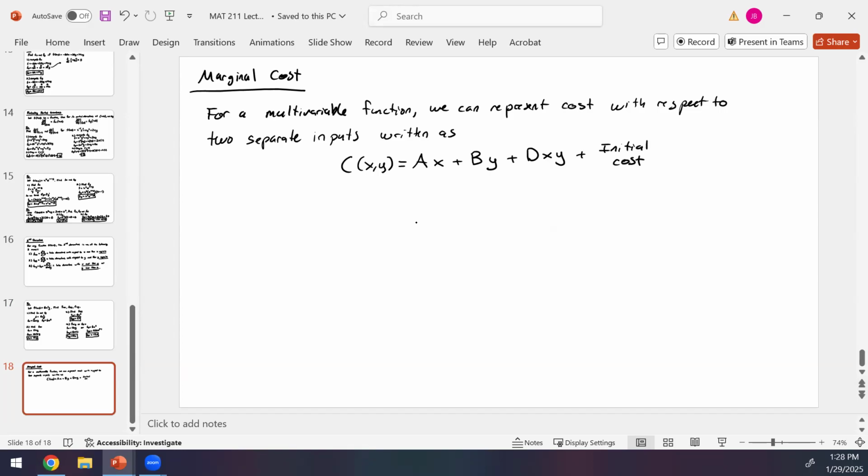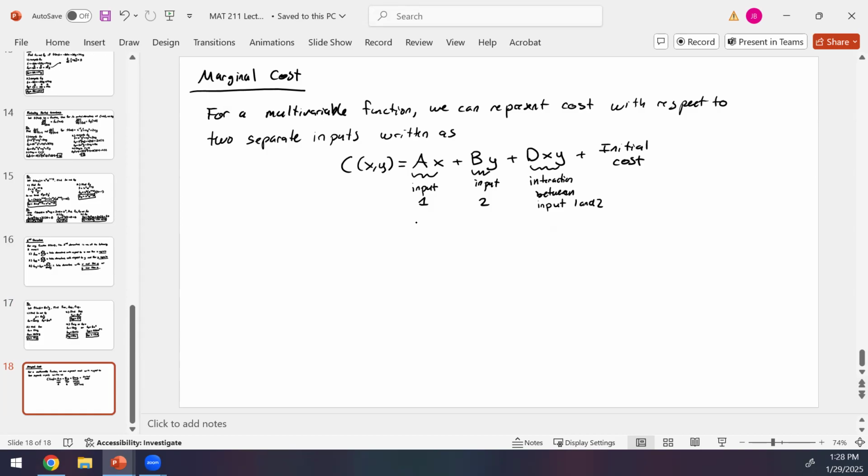This is just kind of a generic form, and I'm using the letter D because C is the output variable, right? So this right here is going to represent input 1. This right here is going to be input 2. And then this is going to be the interaction between input 1 and 2. And then the last thing is just some kind of fixed cost, right?